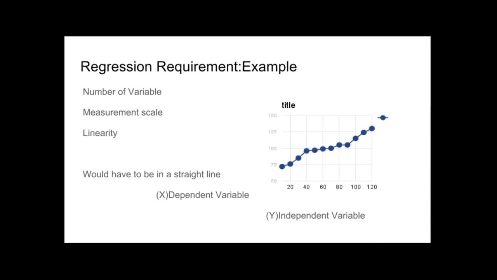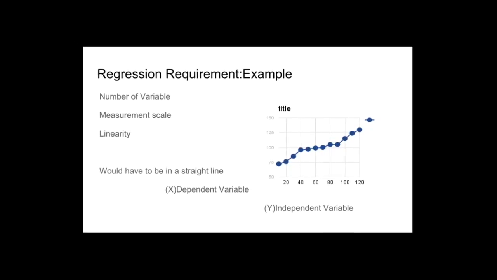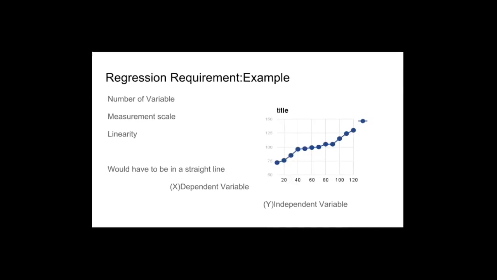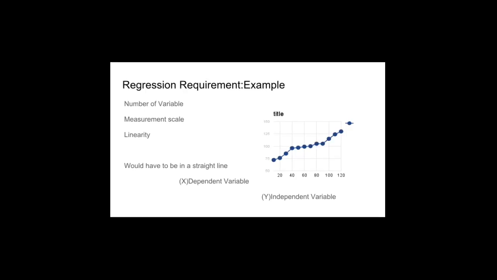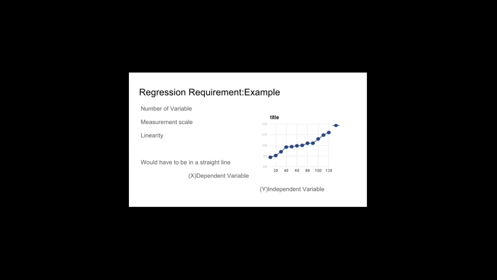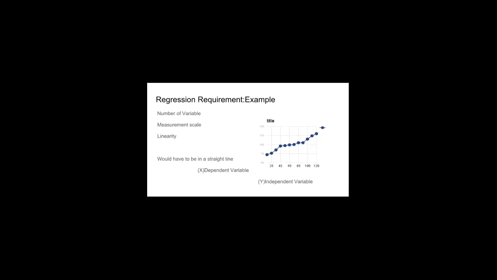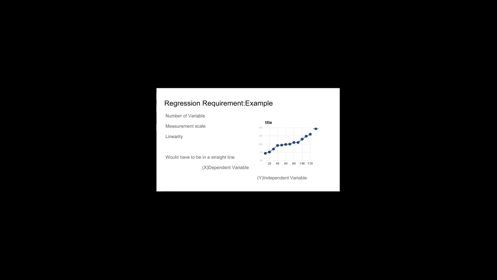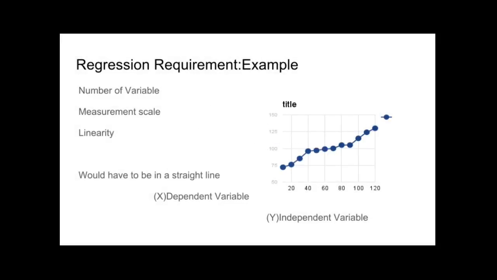You should only use linear regressions when certain conditions are met. The three very important things you have to think about: number of variables, measurement scale, and linearity. Linear regressions can be used effectively only when the causal relationship consists of one dependent variable and one independent variable. Both variables are measured on an interval or ratio scale of measurement, and the relationship between the dependent variable and independent variable is linear, rather than curvilinear.